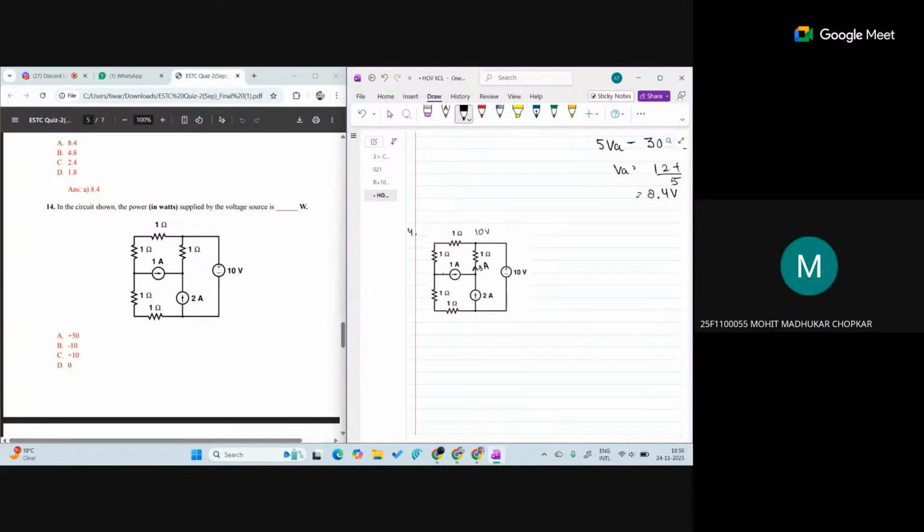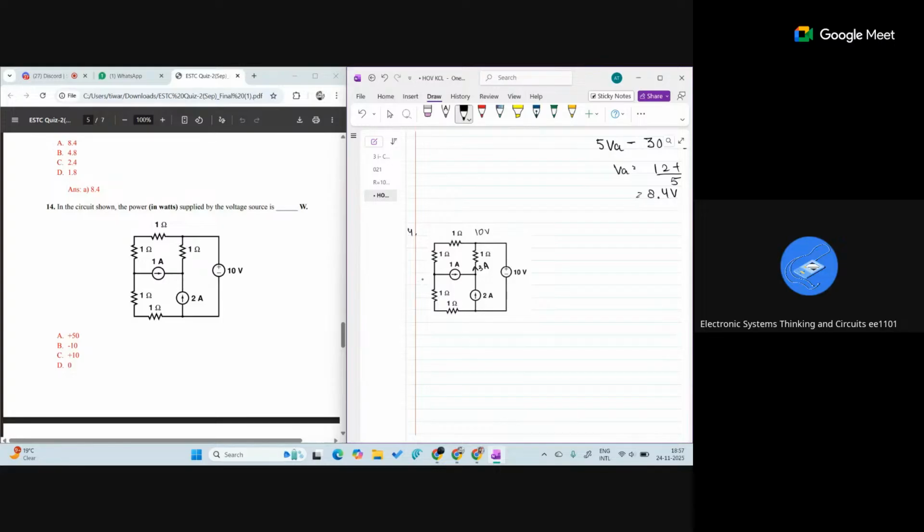If we just energize the 10-volt source, you can do superposition and KCL again. If we use superposition, then only the four resistances of 1 ohm are in series. So we got 4 ohm resistance. No need to do anything.